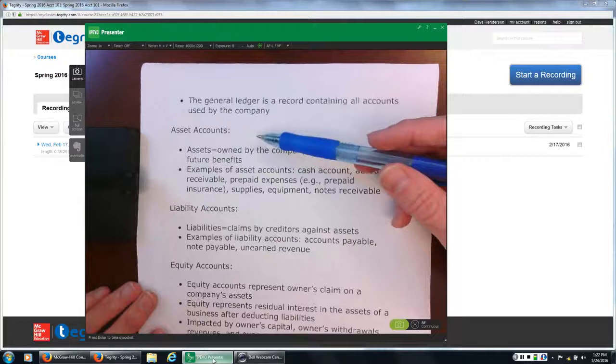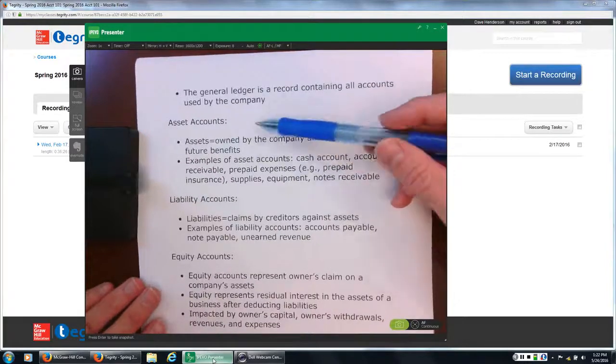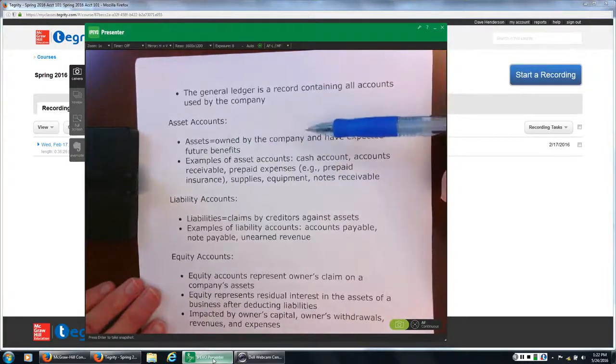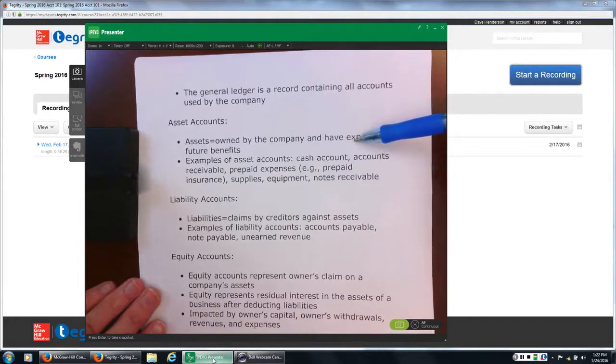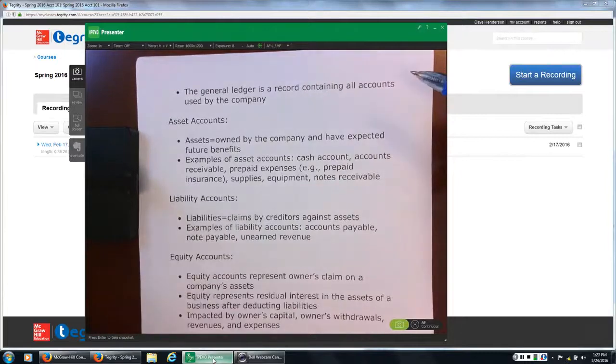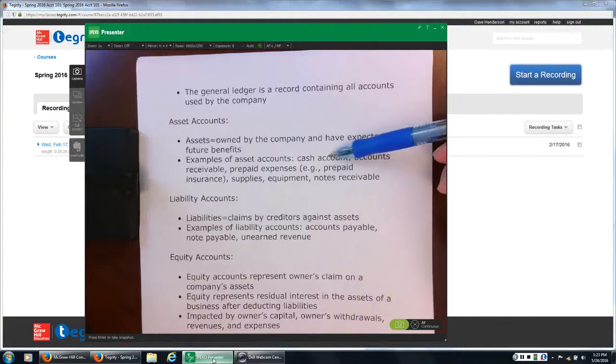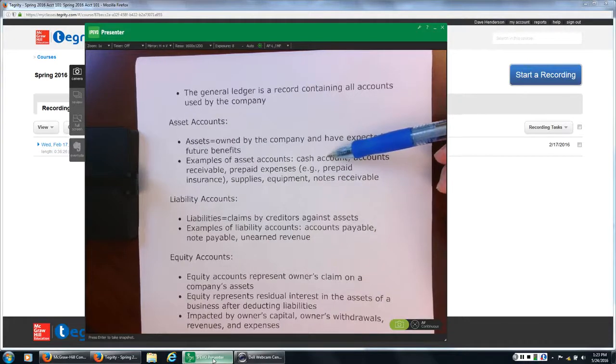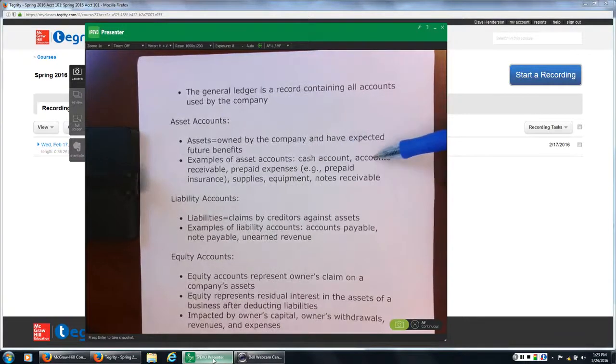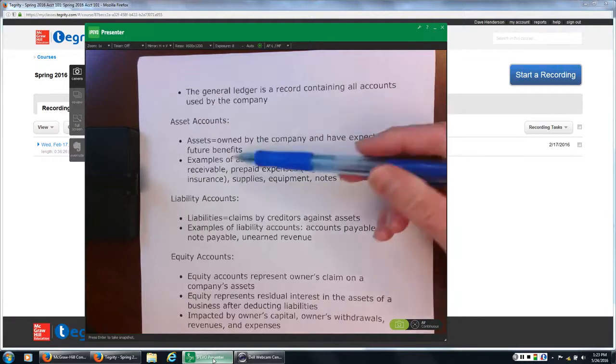So one of the things you should remember from our first lecture is asset accounts. Assets are owned by the company, and they're expected to have future benefits, to provide some benefit to the company now or later on. Some common examples that we'll talk about in this lecture are cash accounts and accounts receivable. Cash is pretty straightforward, our bank accounts, for example. Accounts receivable, remember, is what we have if we make a sale on credit. So our customer has not paid us yet, and what we have is an accounts receivable.